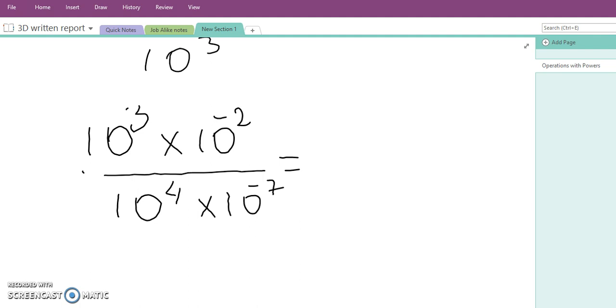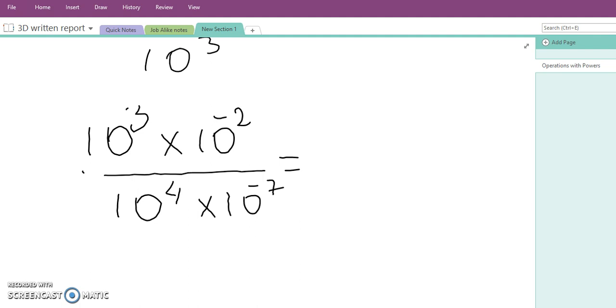All I need to do is do my rules. First, I'm going to use my rule with multiplication and take care of my numerator and my denominator. And then I will use my division rule and get the final answer.